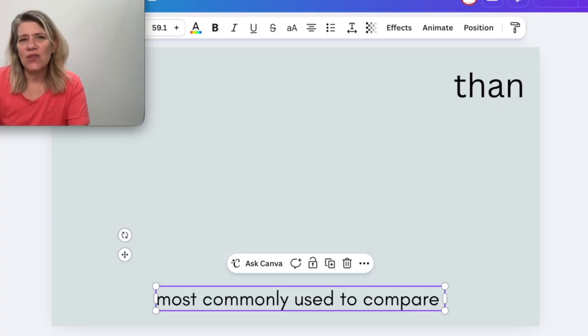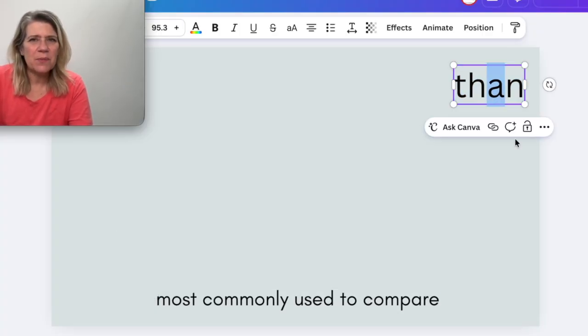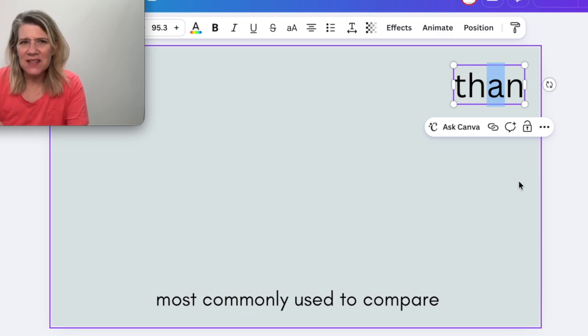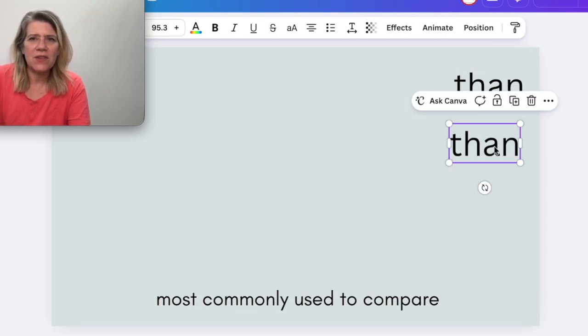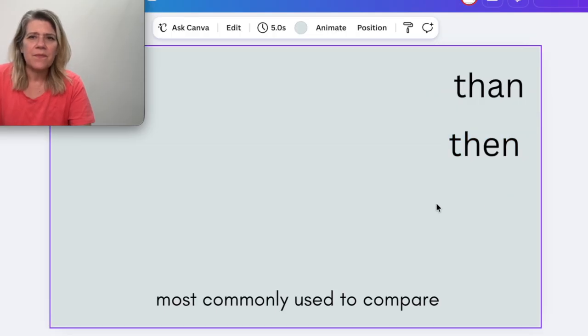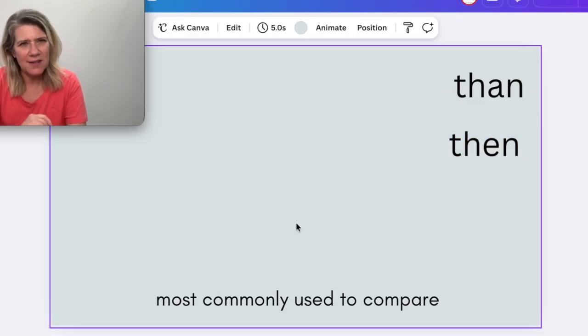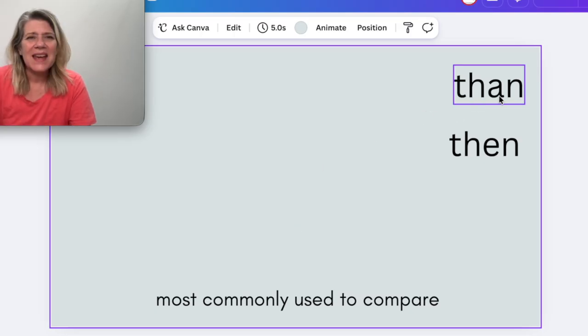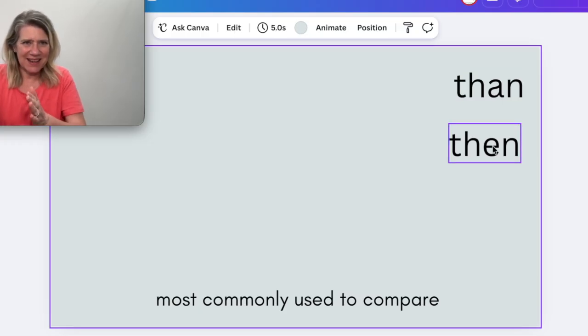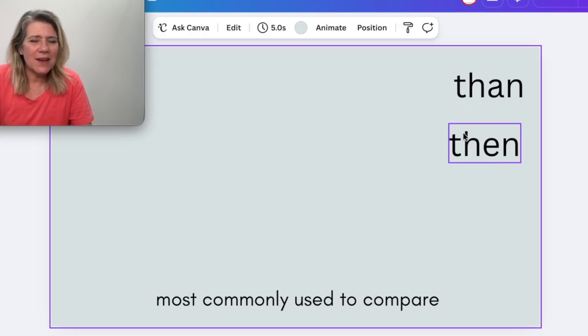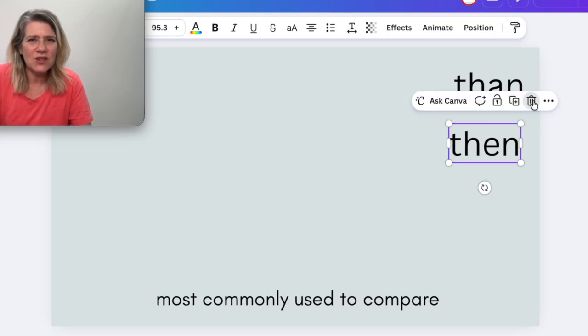Than. Notice it's an A. We pronounce it than, but that's very difficult to hear if you think it might be then. Okay, these are two very different words and they have very different meanings. Than is used only in comparing. Then is used in sequencing. So we're not talking about then in this video, we're talking about than, and we use it to compare.